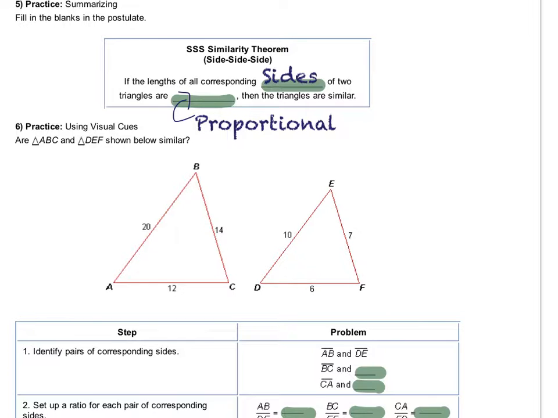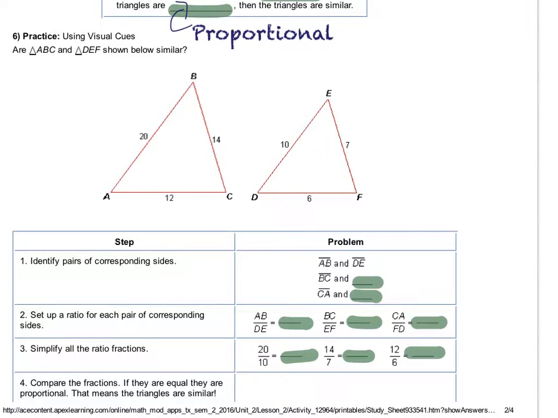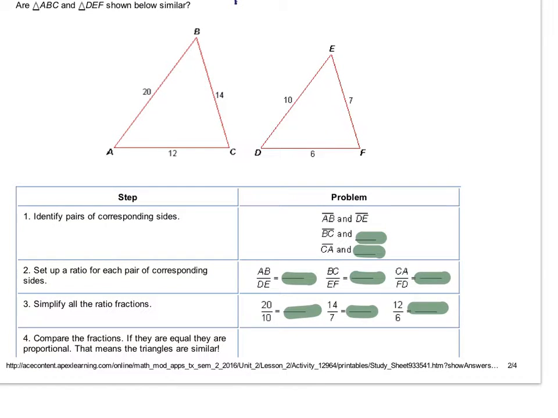Let's go ahead and do a practice one. It says, are triangles ABC and DEF shown below similar? Oh, this is a good one because the picture shows it. So identify pairs of corresponding sides. AB and DE correspond, and then BC corresponds to EF. Try to go in order if you can. And then CA, that segment, that's that little line on top. CA corresponds to FD. And we put a line on top for segment.